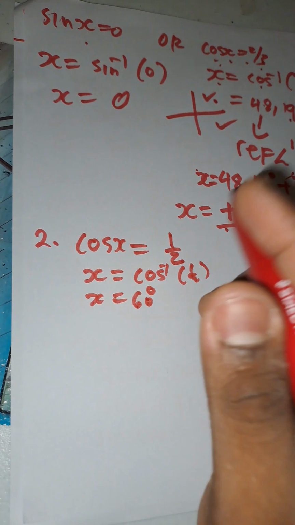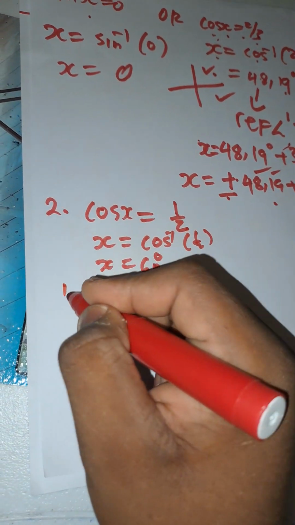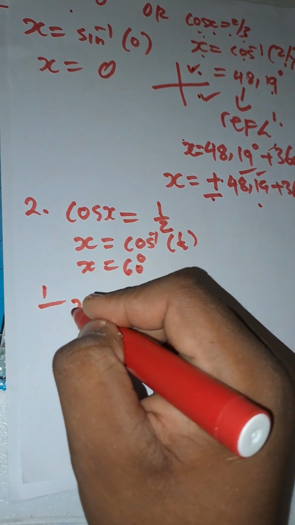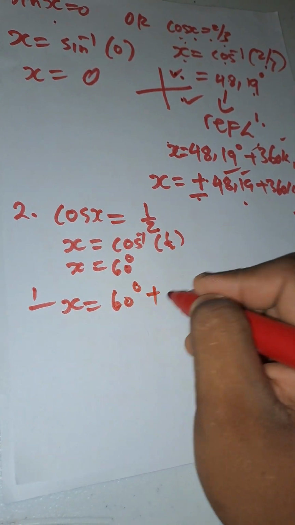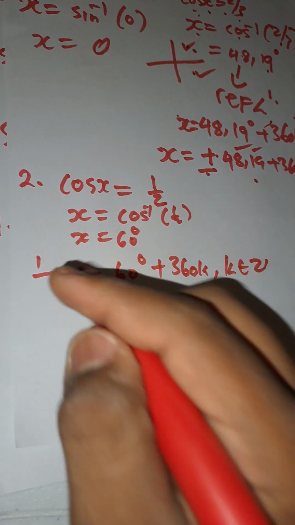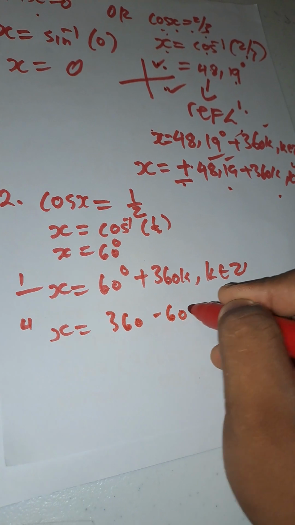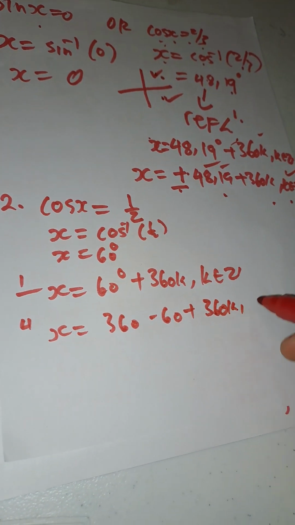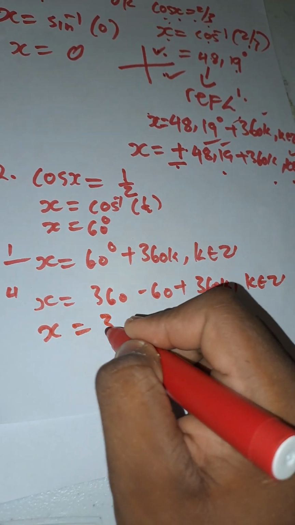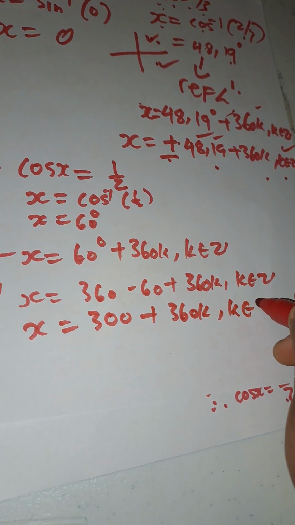Okay, so this is my reference angle. Let me show you another way. Since it is cos, cos is positive in the first quadrant and the fourth quadrant. So first quadrant, x is equal to 60 degrees plus 360k, k an element of the integers. And then in the fourth quadrant, x is equal to 360 minus 60 plus 360k, k an element of the integers. Then my x is going to be 300 plus 360k, k an element of the integers.